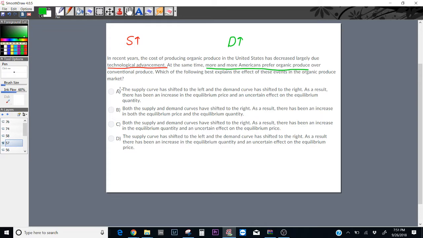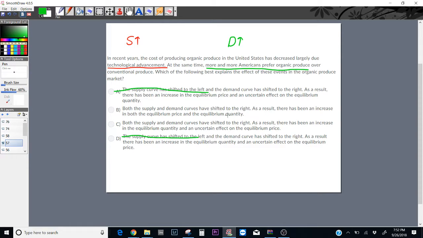Now we can easily eliminate scenario A here because it says that the supply curve has shifted to the left and the demand curve has shifted to the right. We know an increase in supply is going to be represented by a rightward shift of our supply curve. So by that same logic, we can also eliminate D here because it once again is saying that the supply curve has shifted to the left. Now both B and C give us the correct shifts of our supply and demand curves: both supply and demand have shifted to the right.